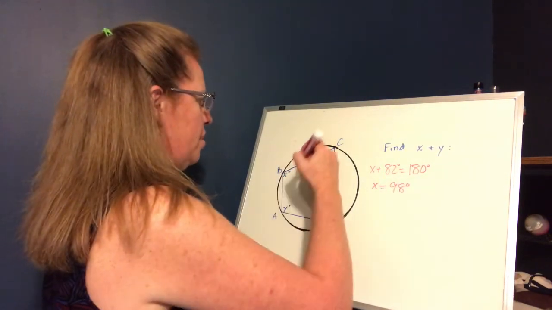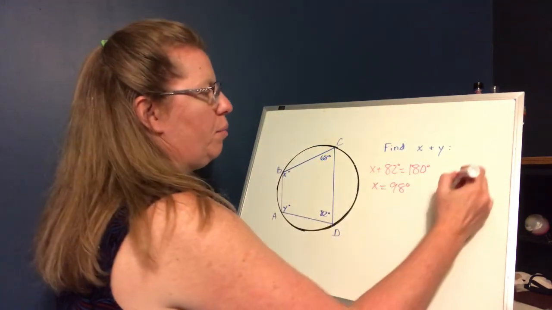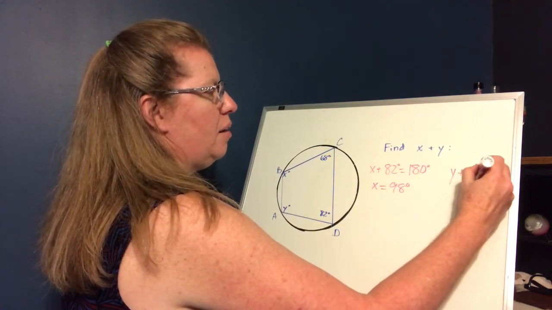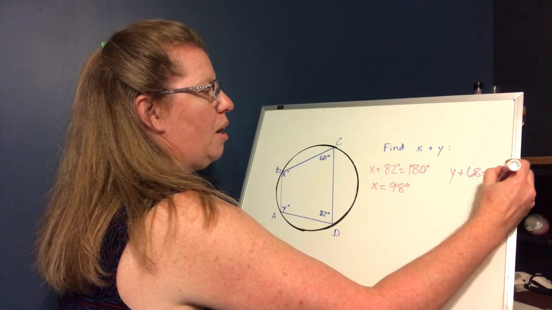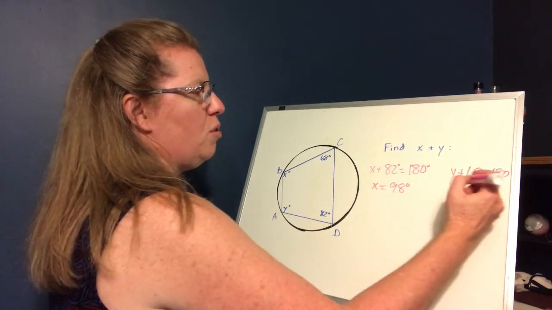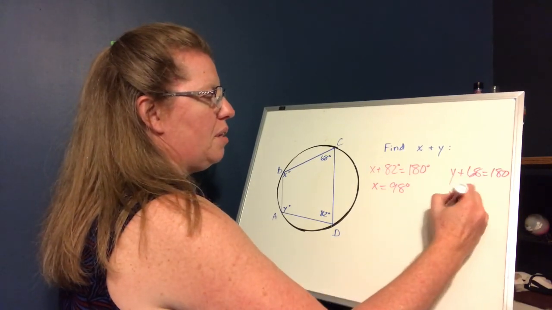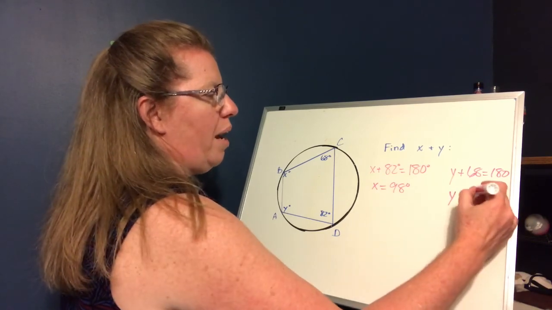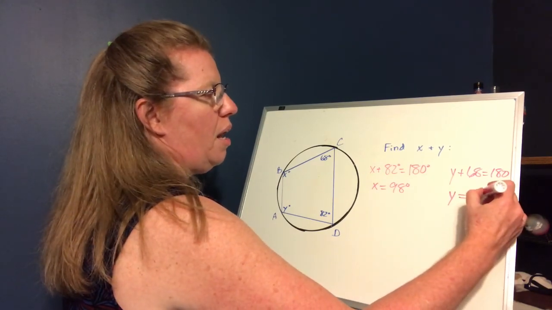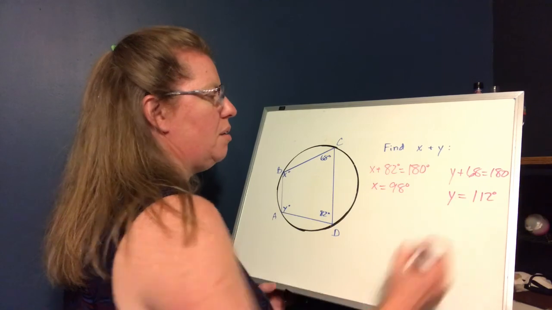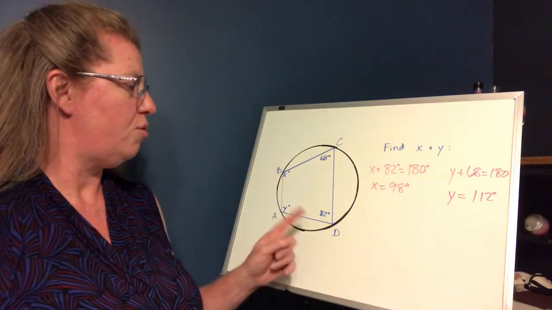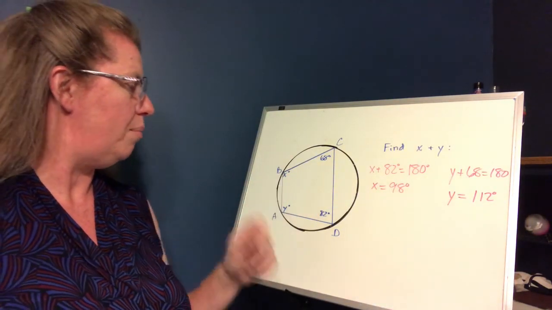And then opposite this time, Y plus 68 is going to equal 180 degrees. So we subtract 68 from this side, we know that Y equals 112 degrees. Okay, kind of straightforward, but don't let it mess you up.